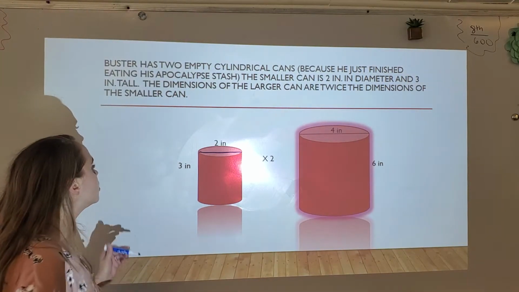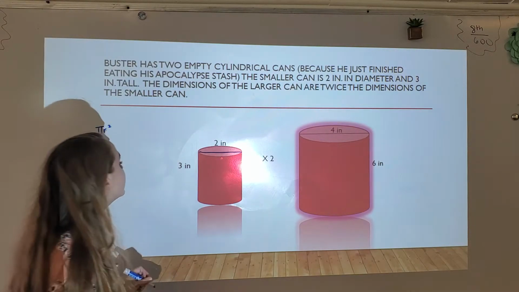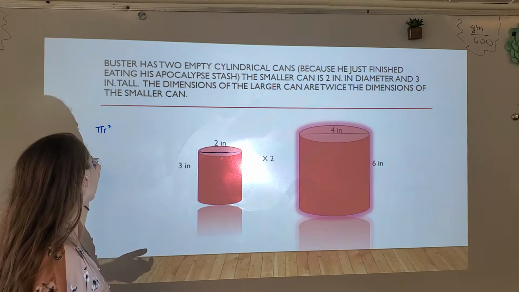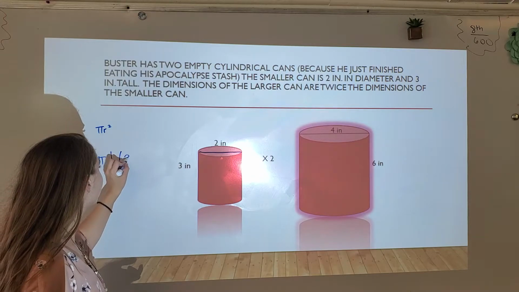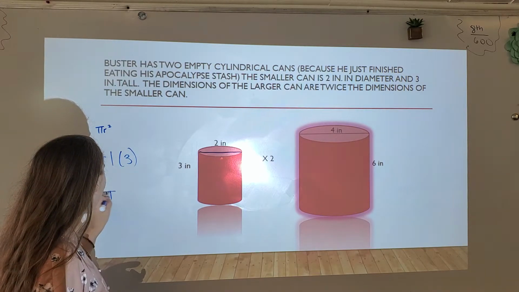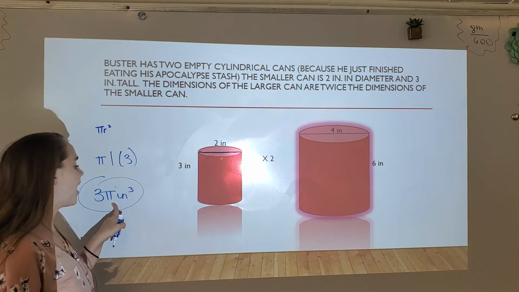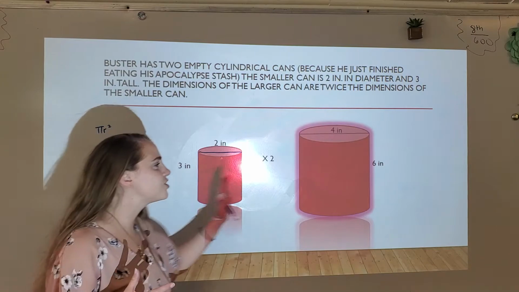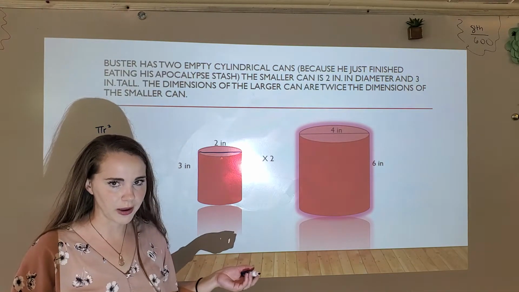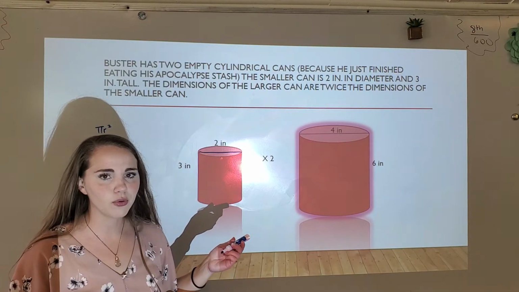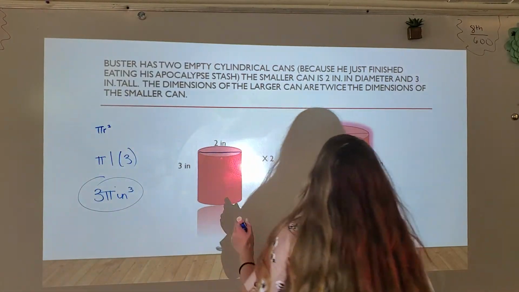We don't want 2 if we're doing pi r squared because the radius is actually 1. So pi r squared is basically pi times 1, and then multiply by the height. So 3 pi inches cubed. And the reason I'm leaving it in pi is because if we're going to compare them, we want easy numbers to compare. 3 is a lot easier than 9 point whatever if you multiply by 3.14.